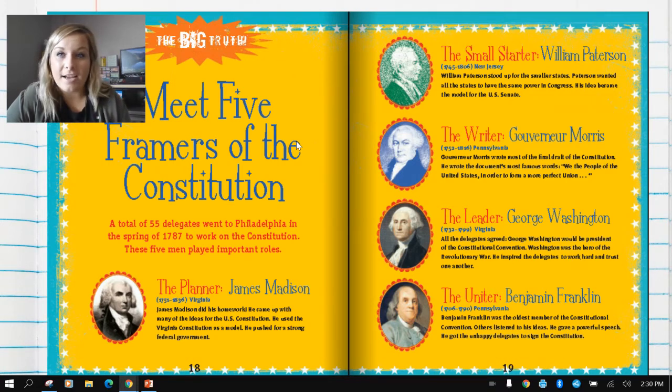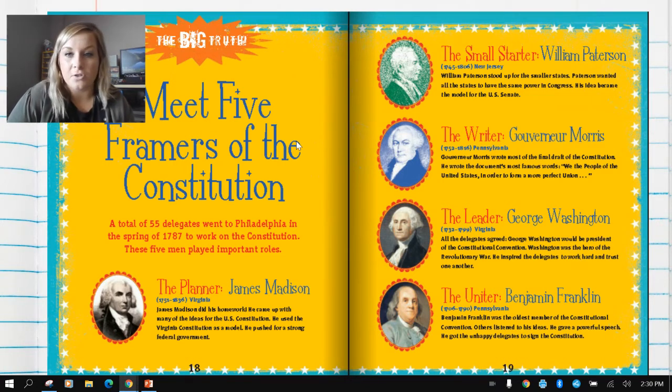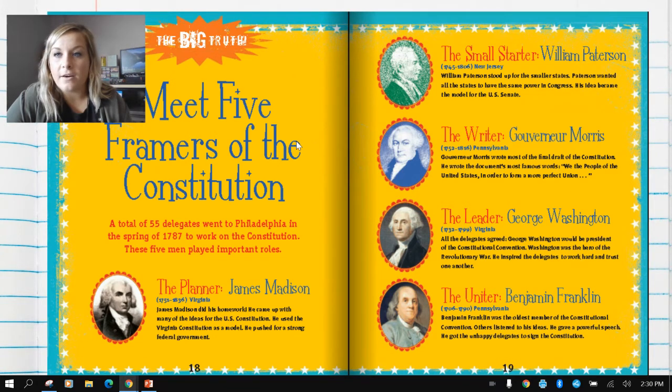The next person is the writer, Governor Morris. He was alive from 1752 to 1816 and was from Pennsylvania. Notice that each of these big framers of the Constitution are mostly coming from different states. Governor Morris wrote most of the final draft of the Constitution. He wrote the document's most famous words, "We, the people of the United States, in order to form a more perfect union." Those are very popular words we still hear today.